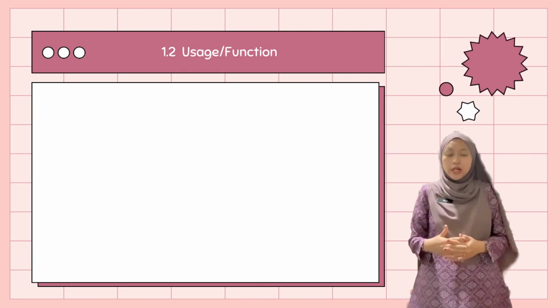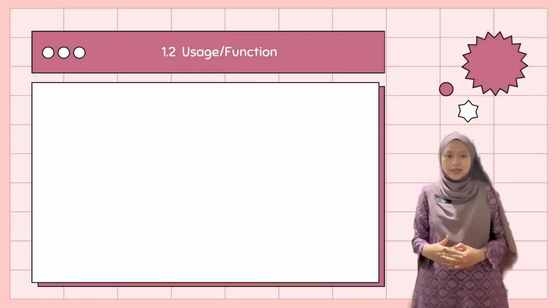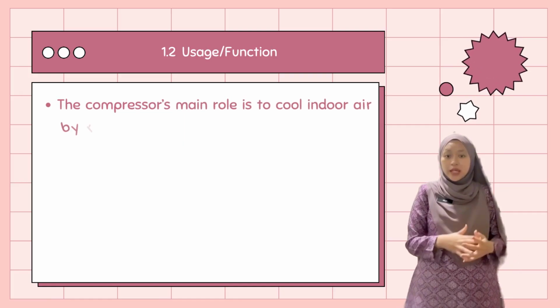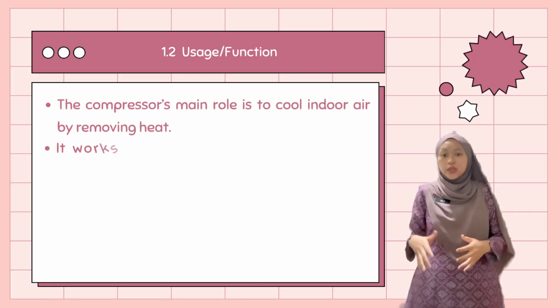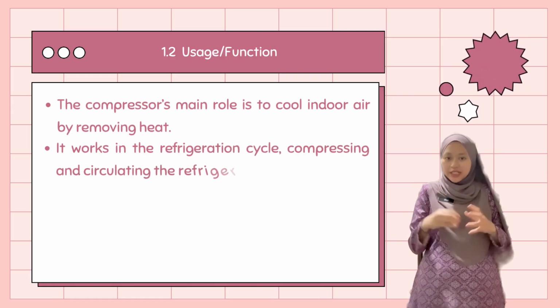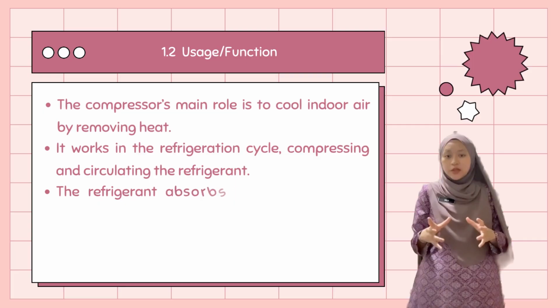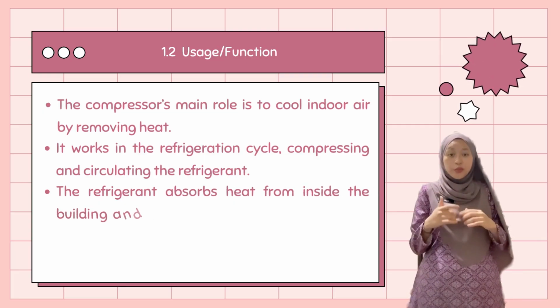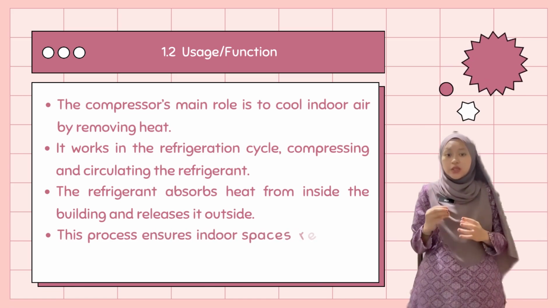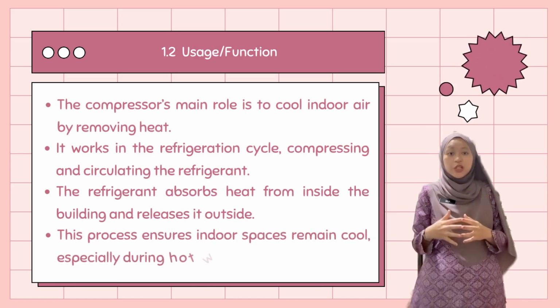1.2 is about the function of the air conditioner compressor. The compressor's main role is to cool indoor air by removing heat. It works in the refrigerant cycle, compressing and circulating the refrigerant. The refrigerant absorbs heat from inside of the building and releases it outside. This process ensures indoor space remains cool, especially during hot winter.